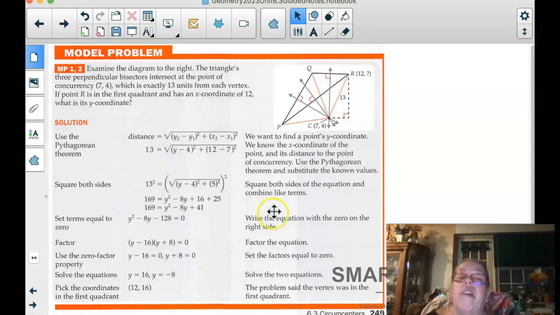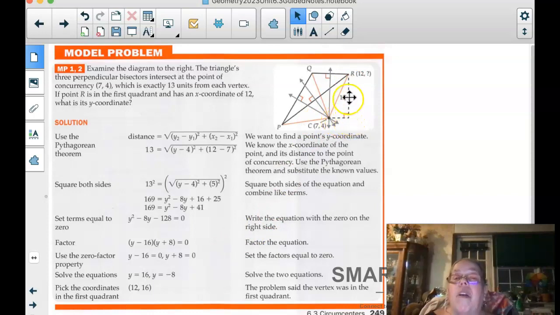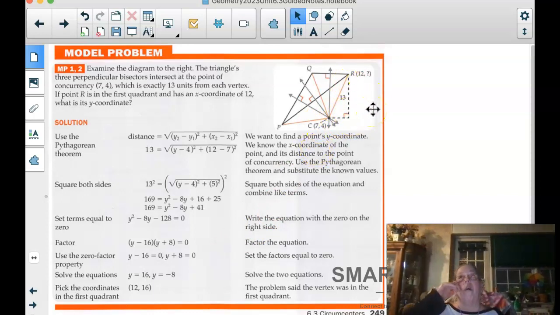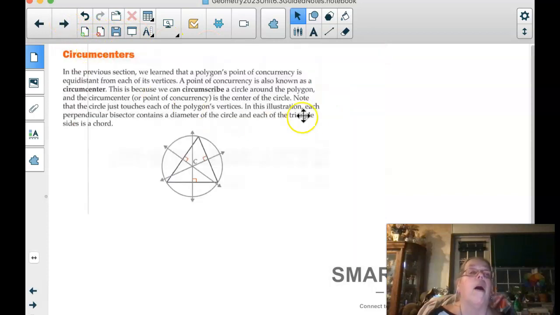So notice what they did here. They made a right triangle, and then a squared plus b squared equals c squared. So whatever it was is going to equal 169 because that's what 13 squared is. And they kind of used vertex form. We're not worried about it. This is what it is. We are not worrying about it. Okay, circumcenters, again, it's the center of the circle that can be circumscribed around the triangle, this point where the bisectors meet. Okay, we got that. All right, we're moving.